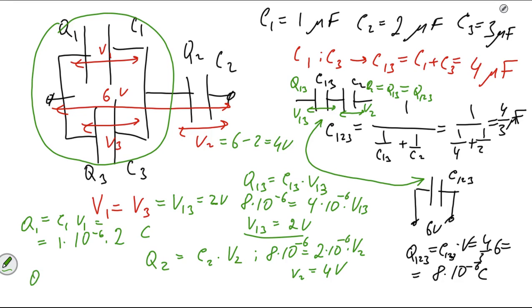And Q3, actually Q3 plus Q1 should be equal to Q13, because these two capacitors combined are equivalent to this one capacitor. So we could just subtract. Done with this problem.